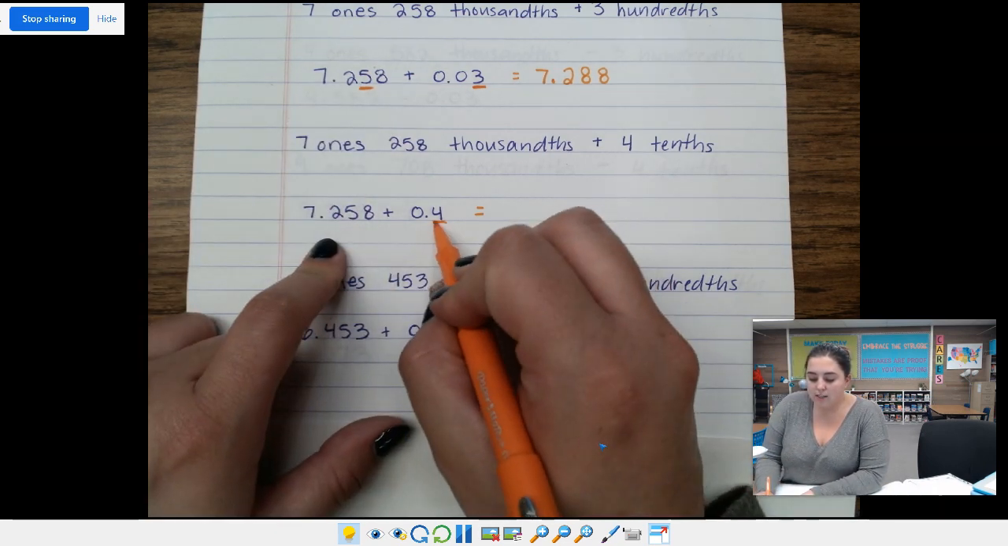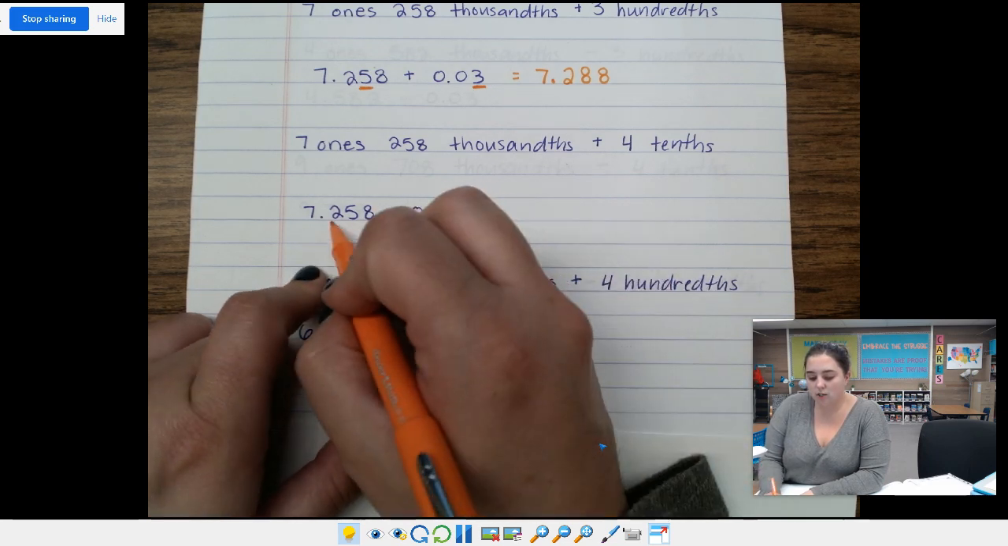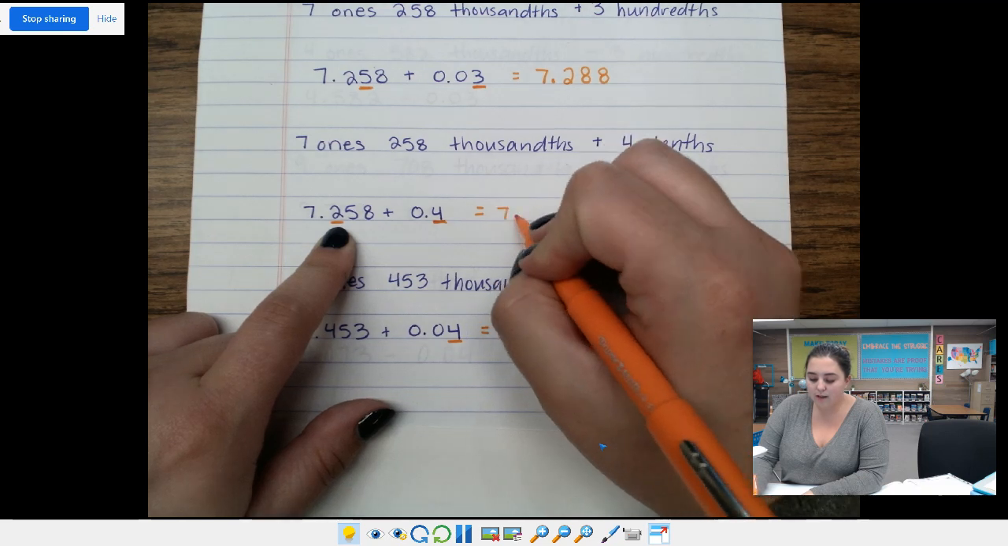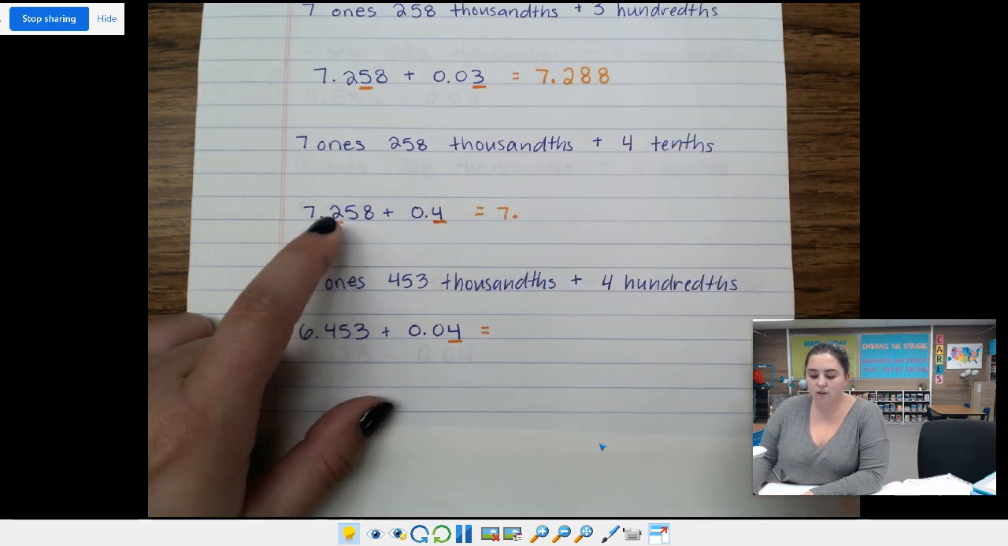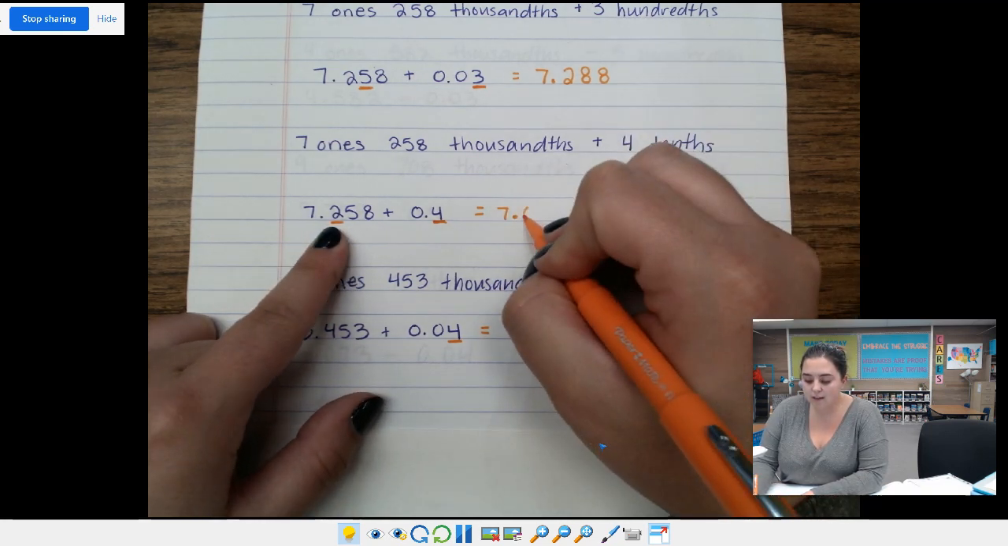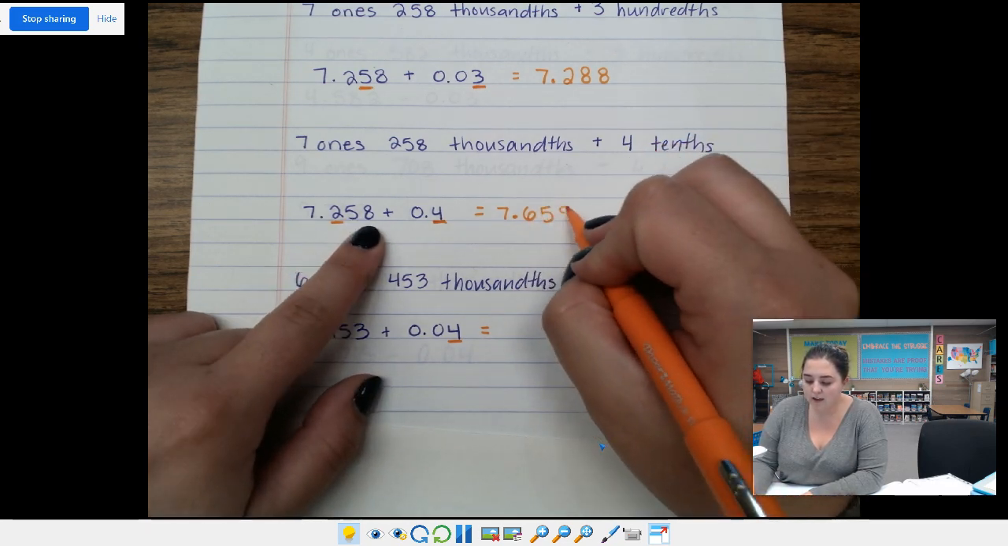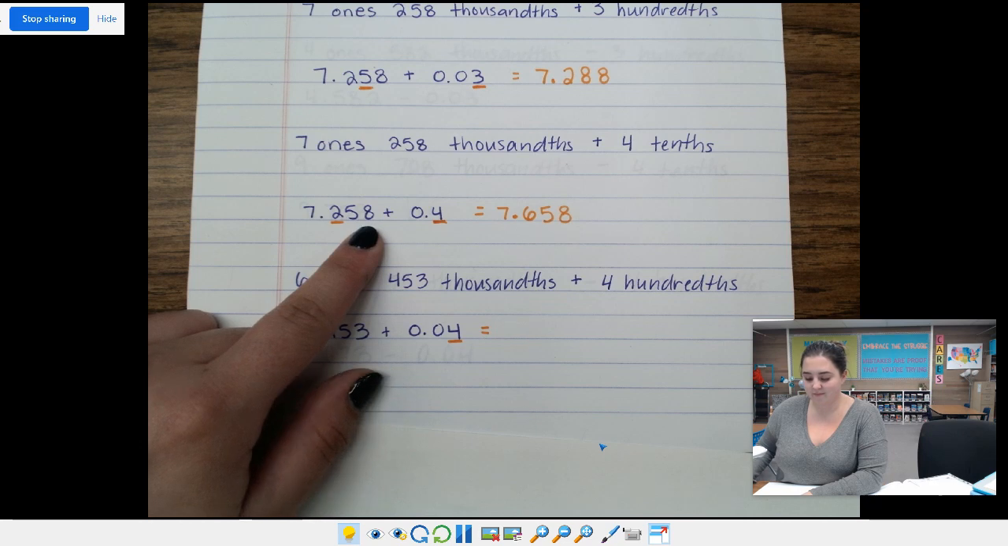On this one, I'm increasing by 4 tenths. The 2 is currently in my tenths place. So I'm going to rewrite that 7 decimal. 2 plus 4 is 6. I now have 6 tenths. My hundredths and thousandths stayed the same.